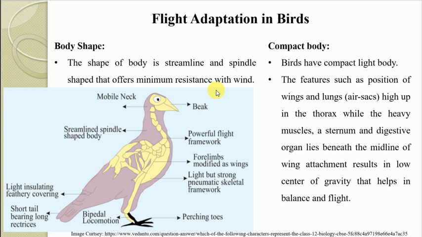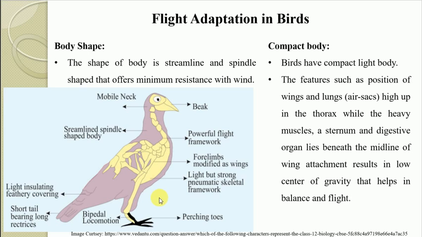The features such as the position of the wings, then the lungs, that is the air sacs, high up in the thorax, while the heavy muscles, sternum and digestive organs lie beneath the midline of the wing attachment, result in a low center of gravity. This low center of gravity also helps them in balance and flight. So this is the special arrangement you can find among the birds.